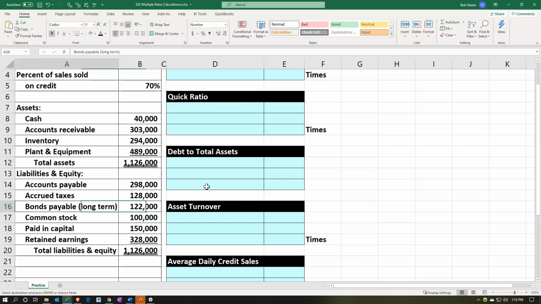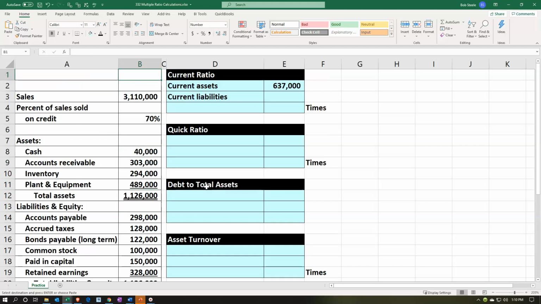We have the bonds payable. It says here long-term. Bonds payable may be current, may be long-term. These are bonds that we issued, kind of like a loan, but we issued bonds. And it could be current or long-term. Long-term would probably be your default consideration unless told otherwise. So that means that we're going to be picking these two up for the current liabilities.